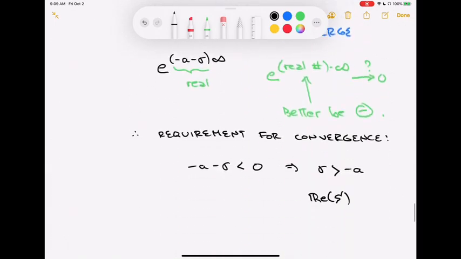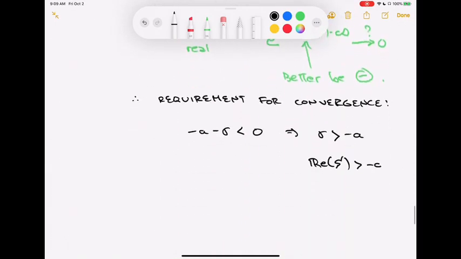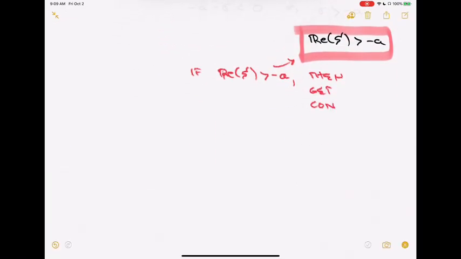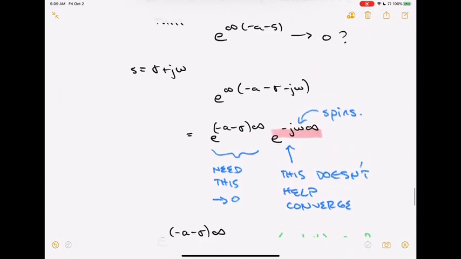And this is the more traditional way of representing these regions of convergence. So if I can say that the real part of s is greater than minus a, if this holds, if that particular condition holds, then we get convergence.